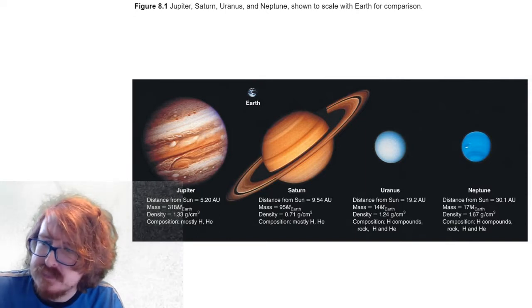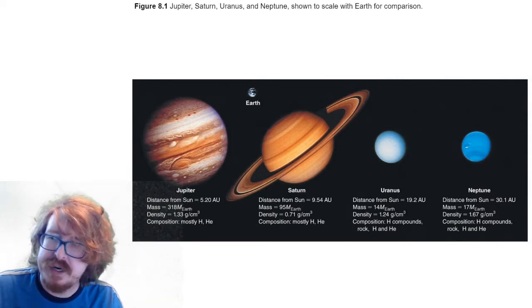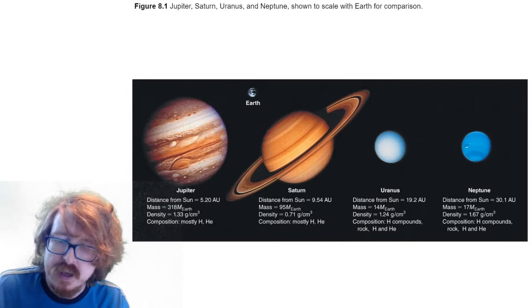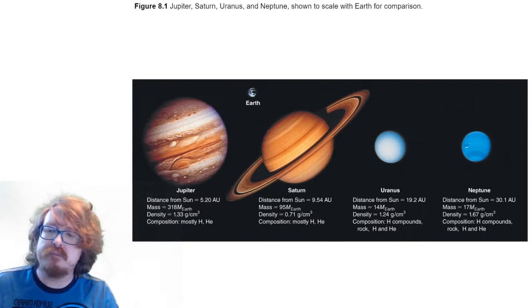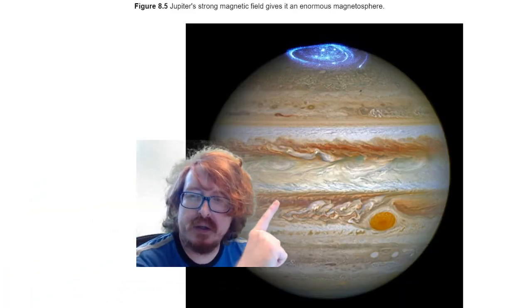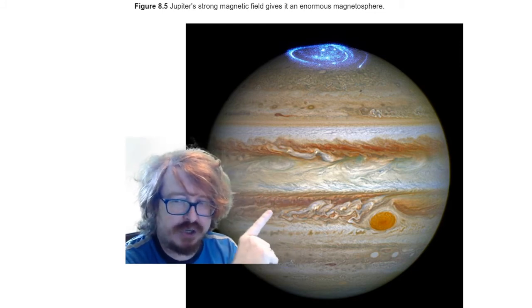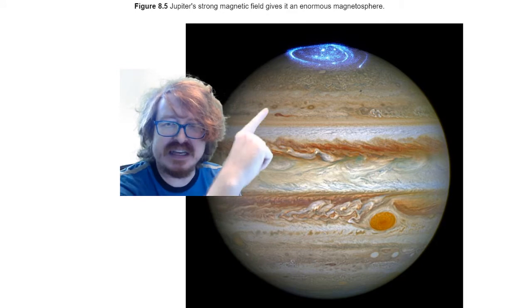Now, how are these clouds lined up? Let's talk all about these clouds. There's a lot of weird features in these clouds. First of all, we'll go back to this picture of Jupiter. These clouds have a lot of organization to them. There's a lot of order to these clouds.